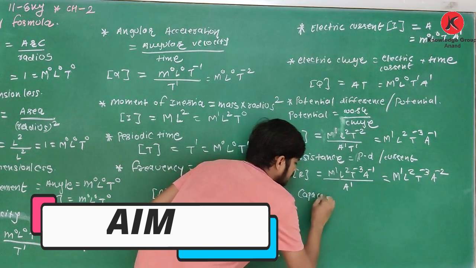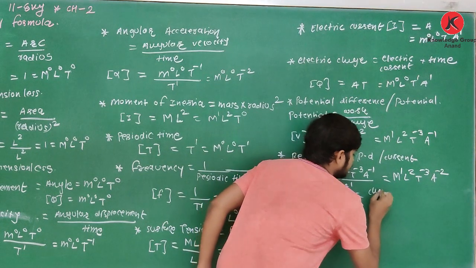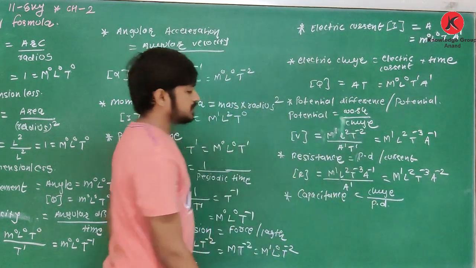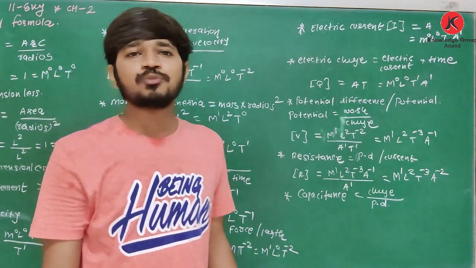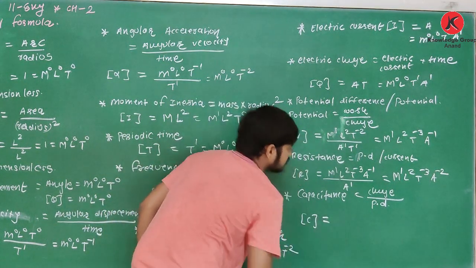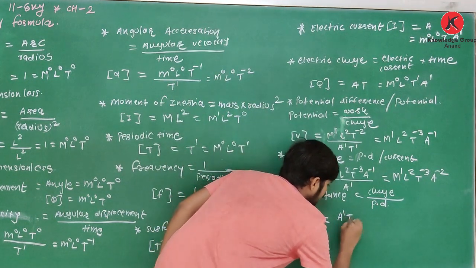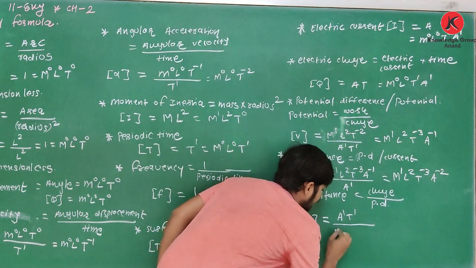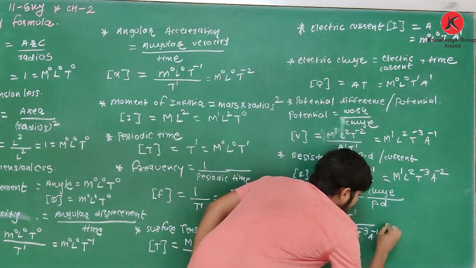Next one is capacitance. Capacitance C is equal to Q upon V, means charge upon potential difference. And capacitance is denoted by C. Its dimensional formula. What is dimensional formula of charge? It is A1 T1. What is dimensional formula of potential difference? Here it is. It is M1 L2 T minus 3 A minus 1.